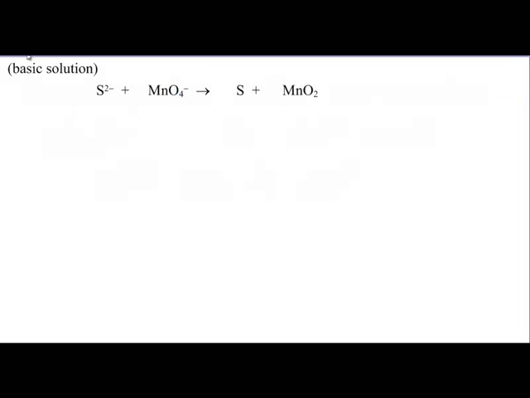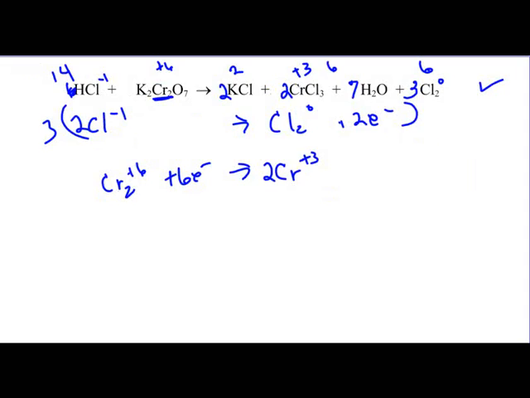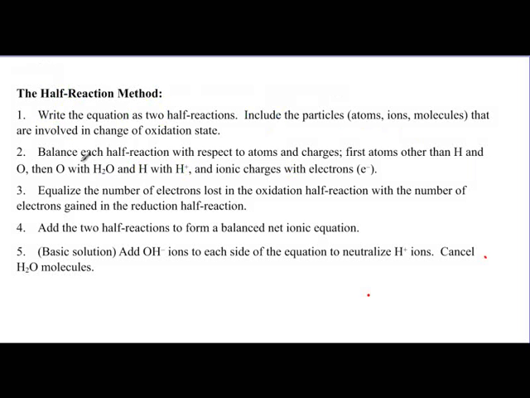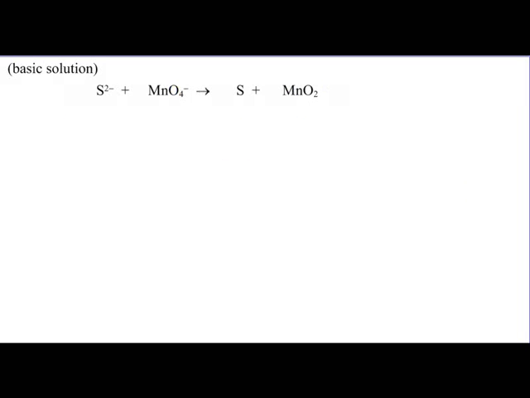Now some of these say that they're either in basic solution or acid solution. So I'm going to do the last one first, which is acidic. But let me first go back to this set of rules. It says balance each half reaction with respect to atoms and charges. First atoms other than hydrogen and oxygen, then oxygen with water and hydrogens with H pluses, and ionic charges with electrons. Okay, so we're going to do all that, and it takes some practice.